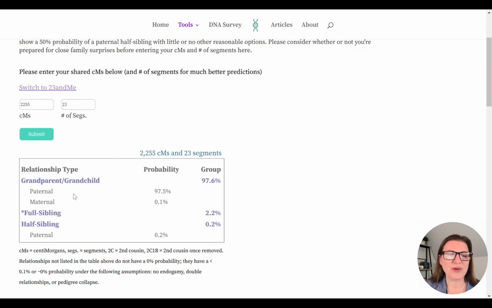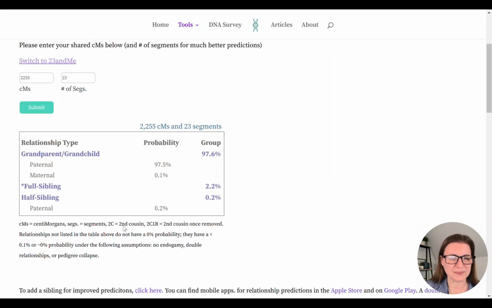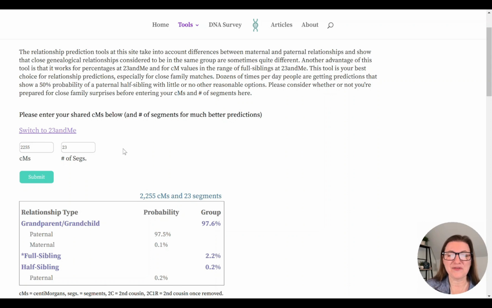Here we have, with the 23 segment information, that there's a 97.5% probability this is a paternal grandparent or grandchild. It's that relationship where maternal is almost impossible. It's very, very low, and so is half sibling. Full sibling is about 2.2%. So that gave us a much better prediction of the relationship than either AncestryDNA or the Shared Centimorgan Project.